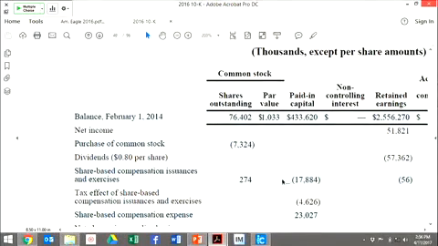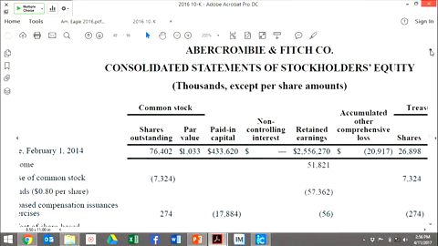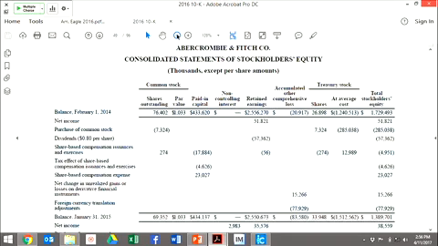I'm going to make this a little bit bigger so we can see it. Okay, so this is the statement of shareholders' equity. So I'll just show you the name of the title here: Consolidated Statement of Stockholders' Equity. I've made it a little bit bigger. So this is the total statement here.